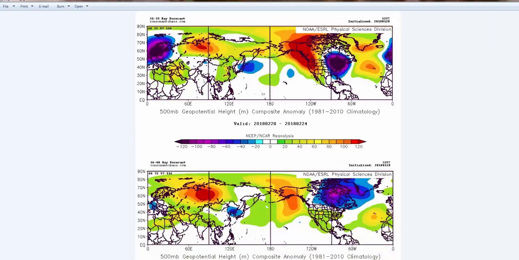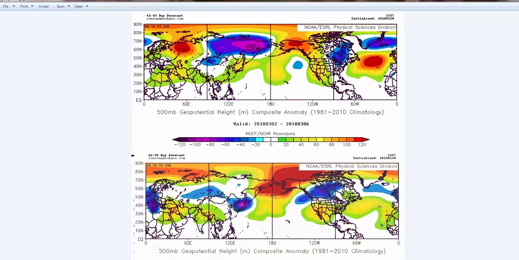And then if we go further out in time, this is January 20th to 24th and January 24th to March 1st. A huge trough over the eastern U.S. in mid-February, the 20th to 24th. Very impressive. And then if you go into February, more of the same. Then it eases off in mid-March here. The pattern begins to break down and move more towards a March pattern here.